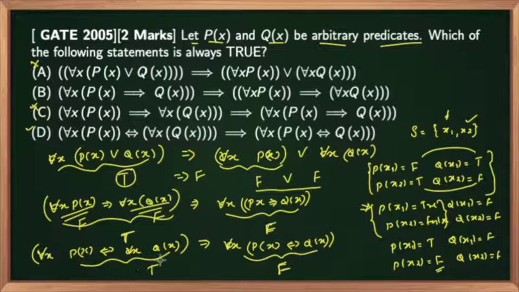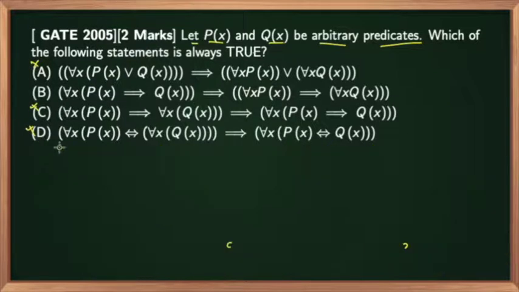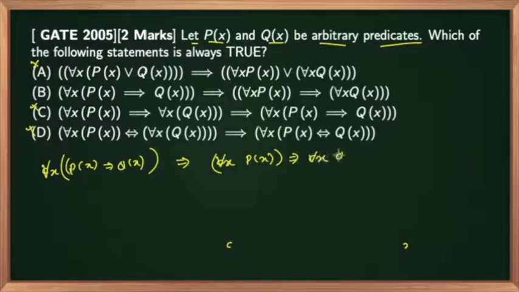Now, if you see this one, left hand side, you have for all x p of x, for all x p of x, that is false, right? False implies for all x q of x, that's also false. So false implies false will be true. So I have a truth assignment such that true implies false. So that means choice D is also wrong. So the correct option should be B. Anyway, let's see whether we can break B also. So choice B says for all x, p of x implies q of x implies for all x, p of x implies for all x, q of x.